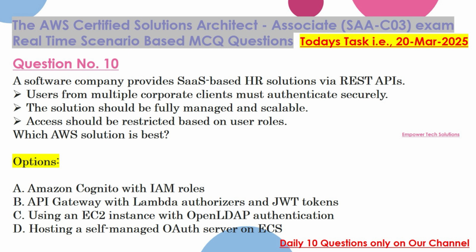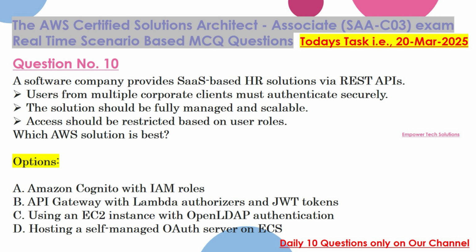Question 10. A software company provides SaaS-based HR solutions via REST APIs. Users from multiple corporate clients must authenticate securely. The solution should be fully managed and scalable. Access should be restricted based on user roles. Which AWS solution is best?